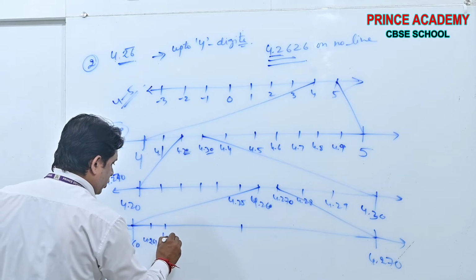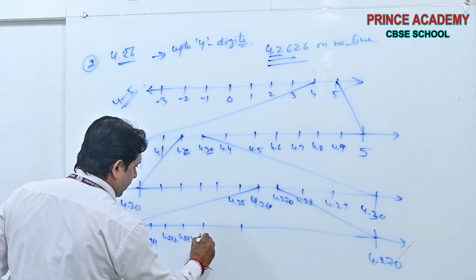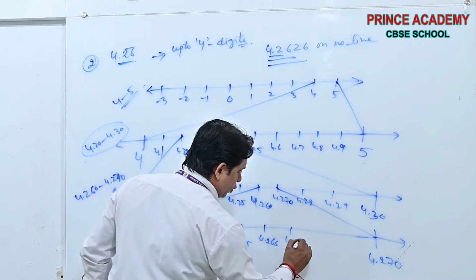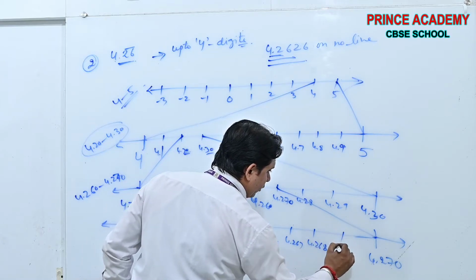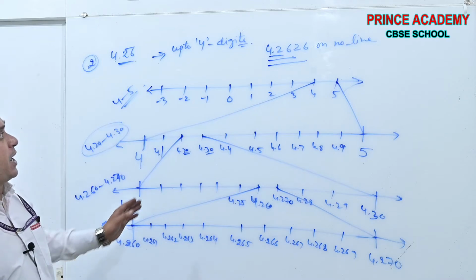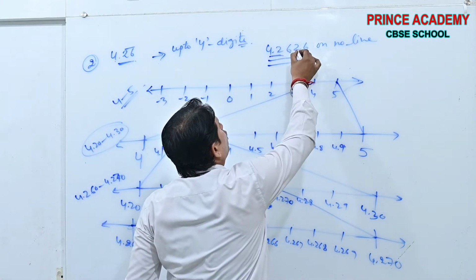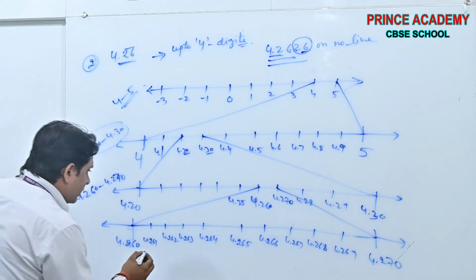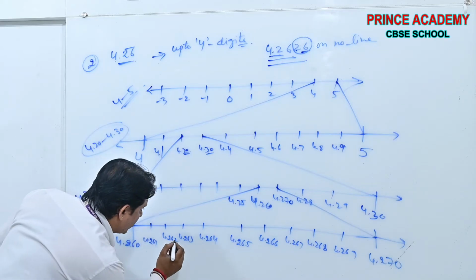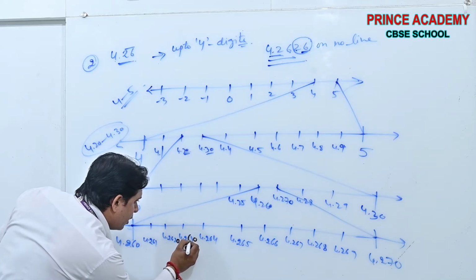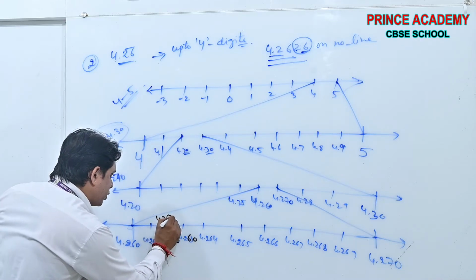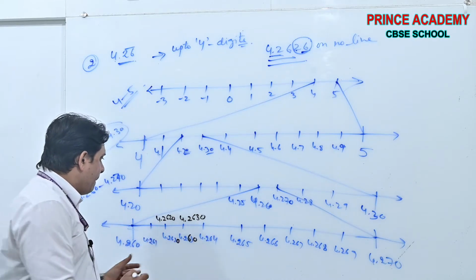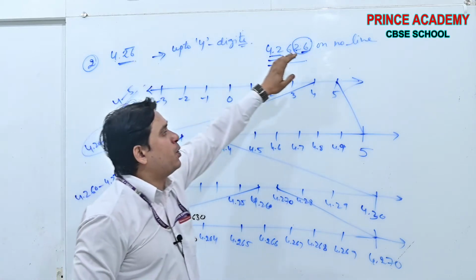4.261, 4.262, 4.263, 4.264, 4.265, 4.266, 4.267, 4.268, 4.269. Now take one more step. 4.2626. This 26 is between 20 and 30. If you put 0, I am using the black marker so that I will highlight. This is 0, this is 0. This point is 4.2620. It will be 4.2630. If you magnify this, you will find this point 26.